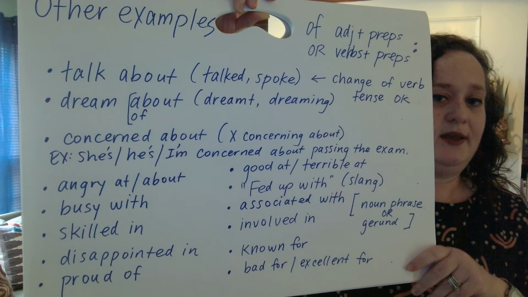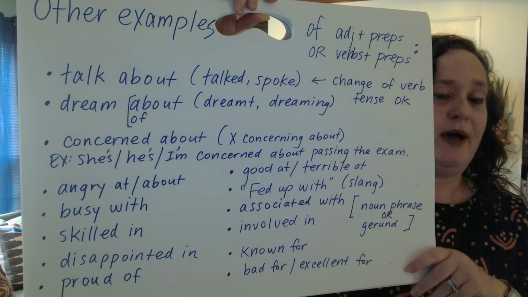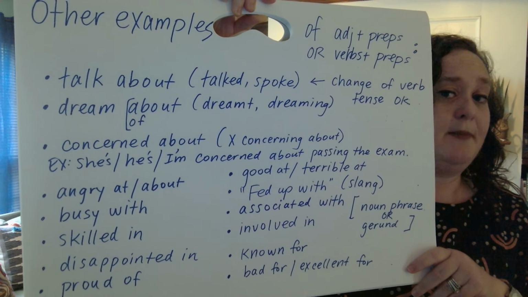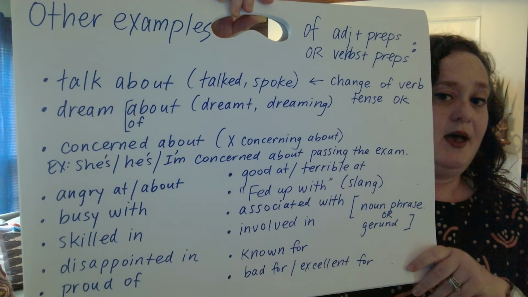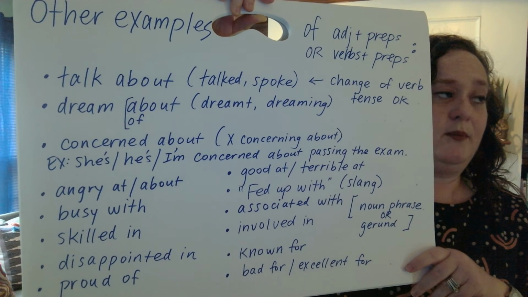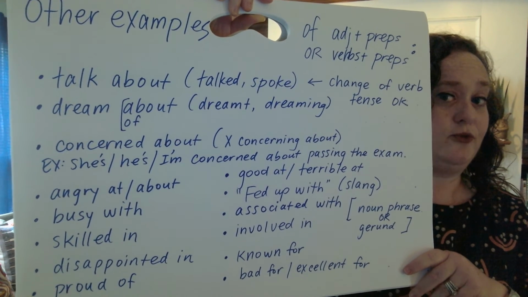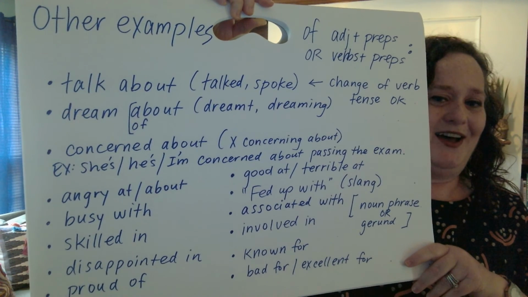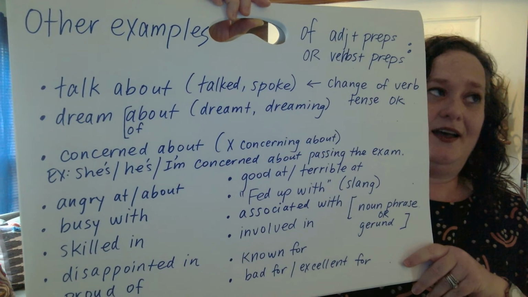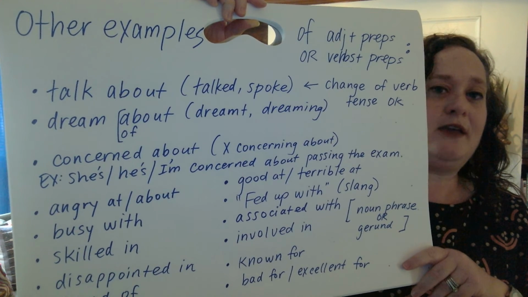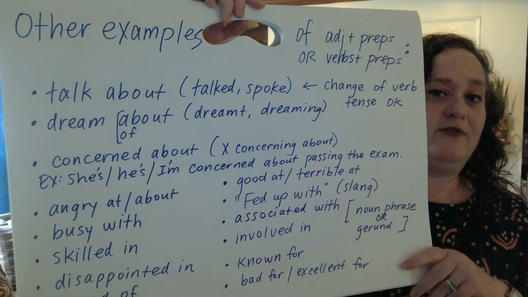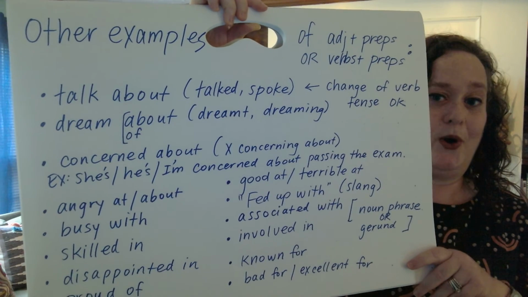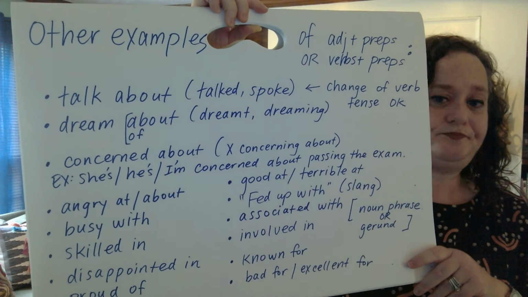Okay, another one is dream about or dream of. I could change the form with the past participle dreamt or dreamed. I didn't put that there. Dreaming. Let's see. She is dreaming about her vacation to Morocco, for example.